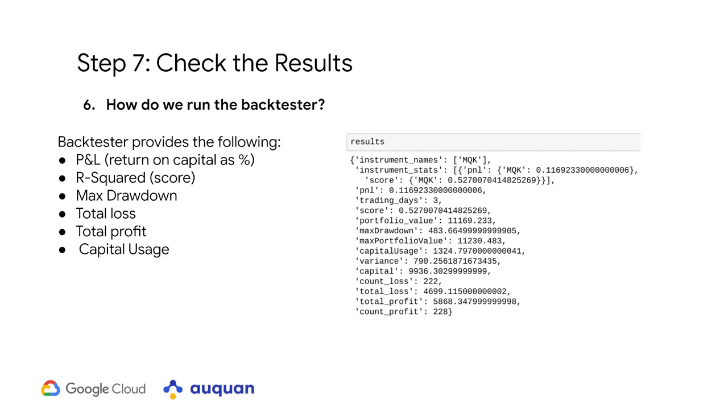So what do the results look like? It appears that our model can actually work. It shows a P&L of 11% return on capital and an R squared of 52%. It also shows that we make a profit within 3 trading days, since this was in 1-minute ticks. The backtester also provides maximum drawdown, total loss, total profit, and capital usage metrics.